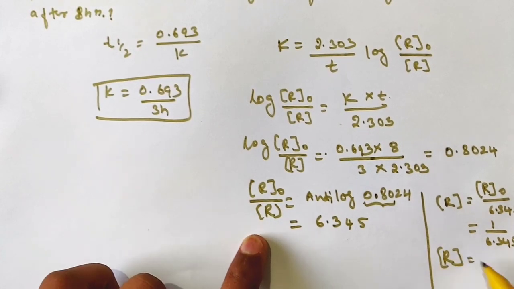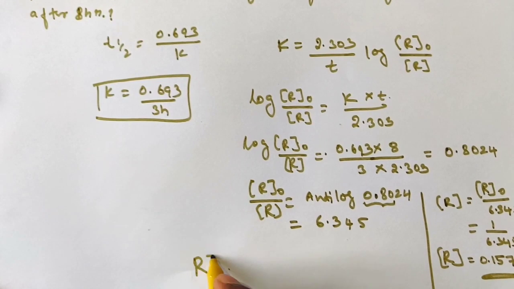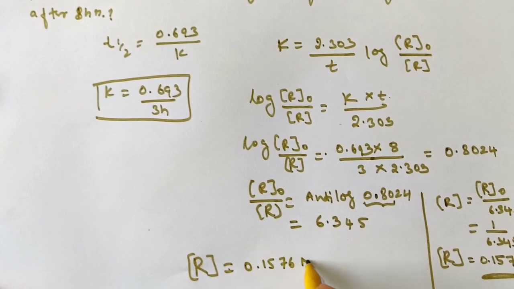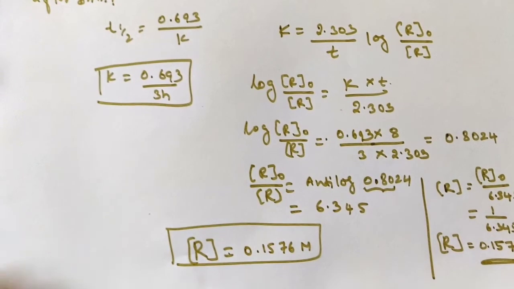What is the value of R? R is equal to 0.1576. Just calculate and check the answer once again. So I am writing here, after 8 hours the concentration will be 0.1576 molar. So the concentration is reduced from 1 molar to this much.